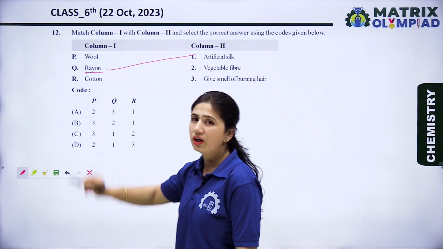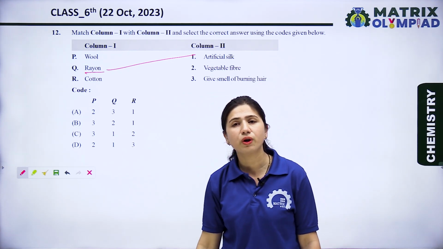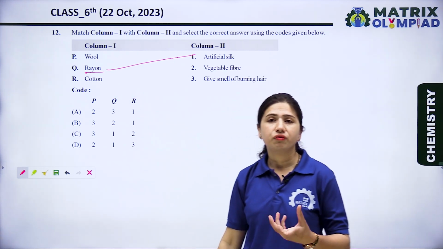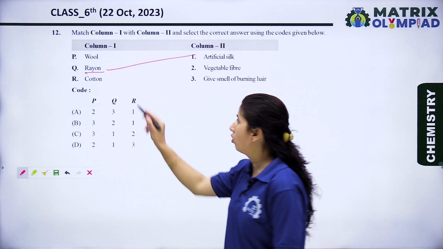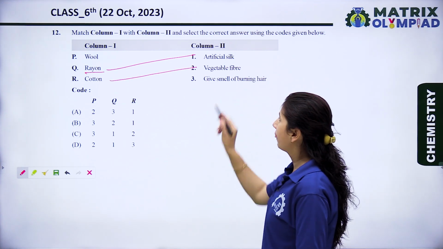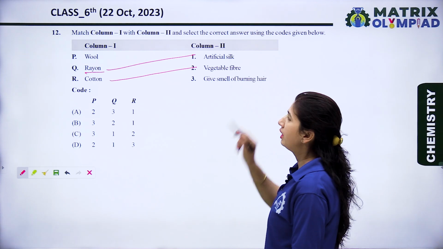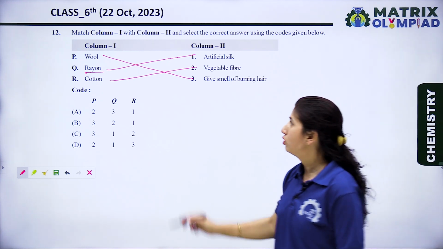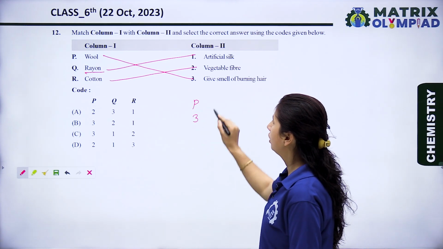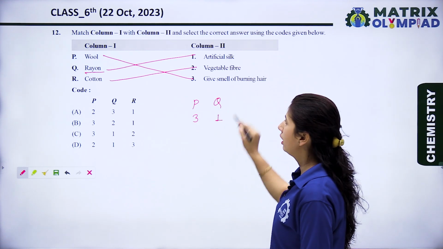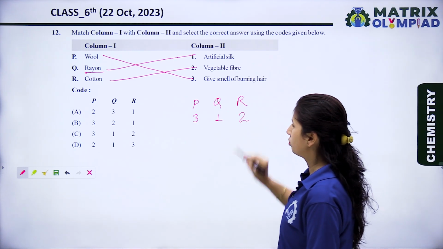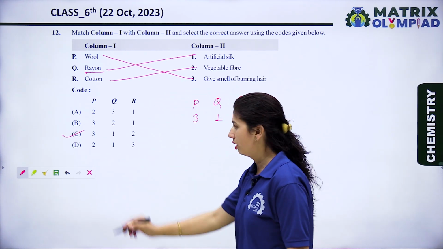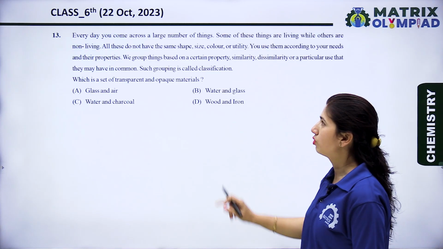Vegetable fiber. Cotton is a vegetable fiber. We know that cotton is obtained from the cotton plant, from the seeds of the cotton boll. So cotton is a vegetable fiber. And the third is gives smell of burning hair. So wool gives the smell of burning hair. So P matches with third option, Q matches with first option and R matches with second option. So 3, 1, 2. So option C is the right option.